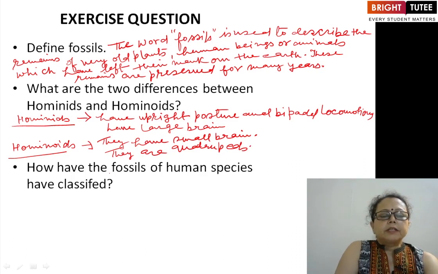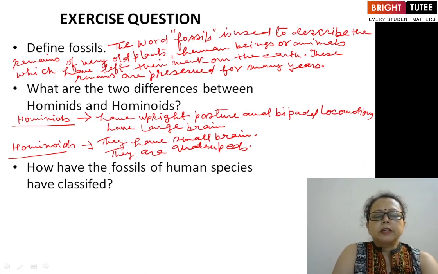So this is the difference between the hominids and the hominoids. Hominids have upright posture and bipedal locomotion. They also have a large brain. Hominoids have a small brain. They are quadrupeds. So this is about the hominids and the hominoids.